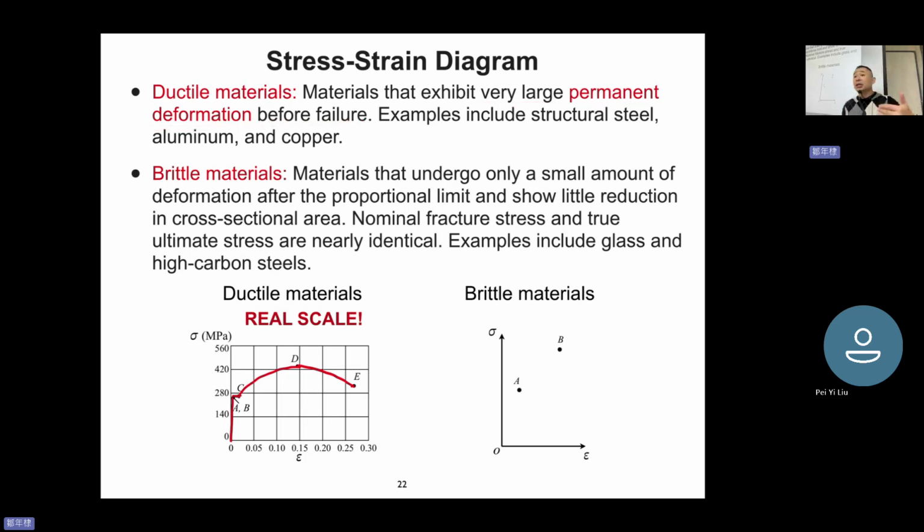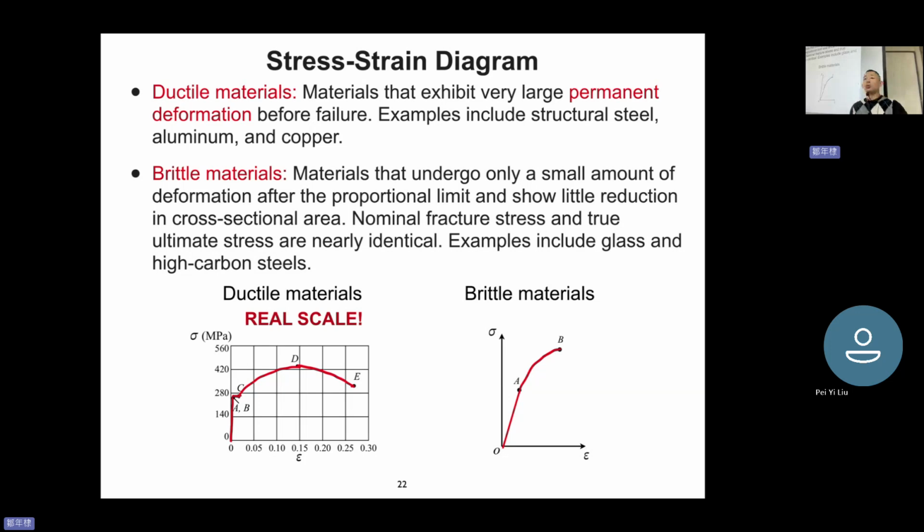So after the linear proportional region or yield, after the yield point, the material may have permanent deformation. I will explain this later in more detail. So you can see a large region that allows permanent deformation. So you can have large permanent deformation before failure. A brittle material has no significant yield platform.